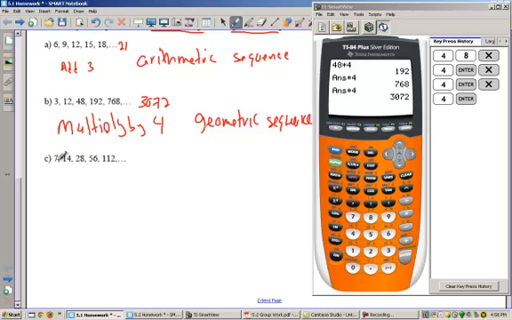If I multiply here, I multiply by 2. That's 14. By 2 is 28. By 2 is 56. By 2 is 112. And then by 2 is 224. And so I'm multiplying by 4. So I just multiply by 4. And so this is a geometric sequence.